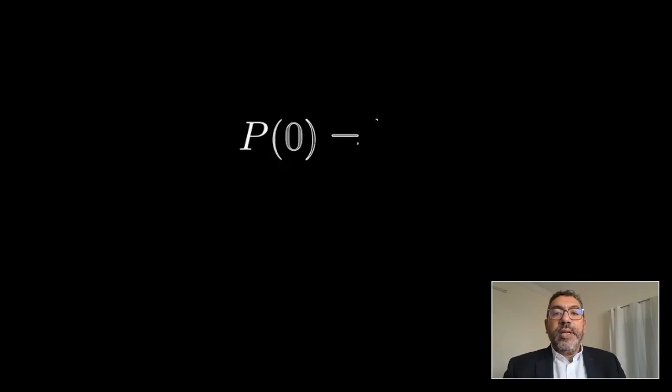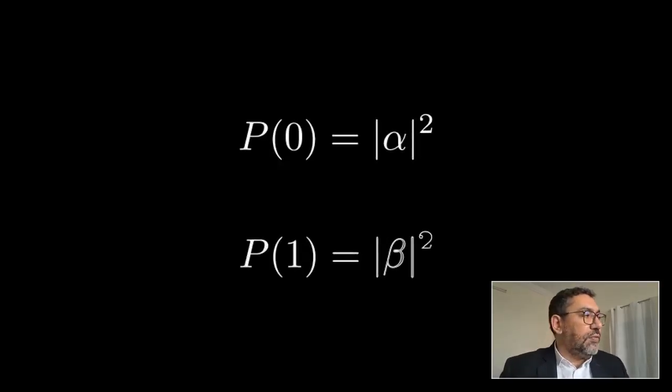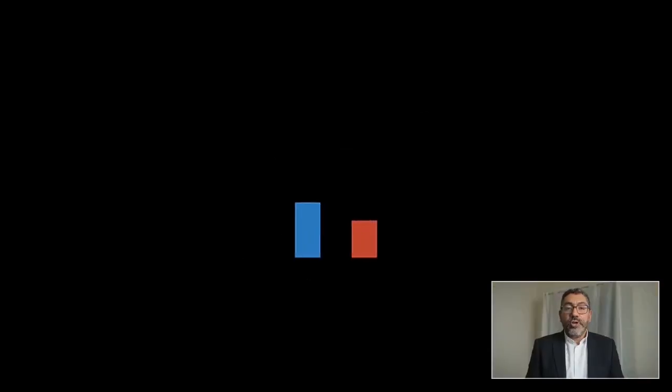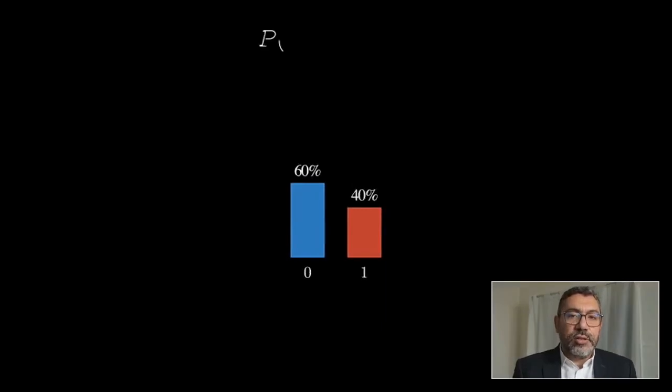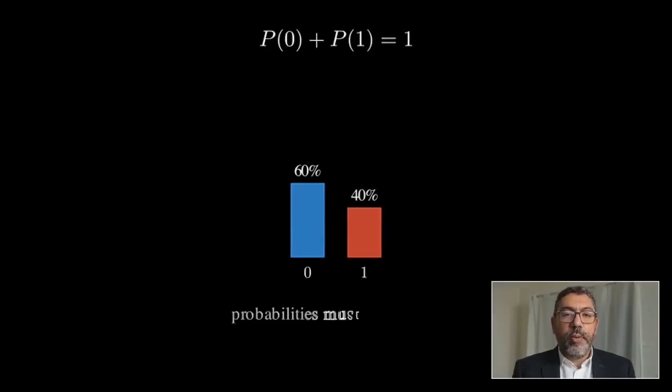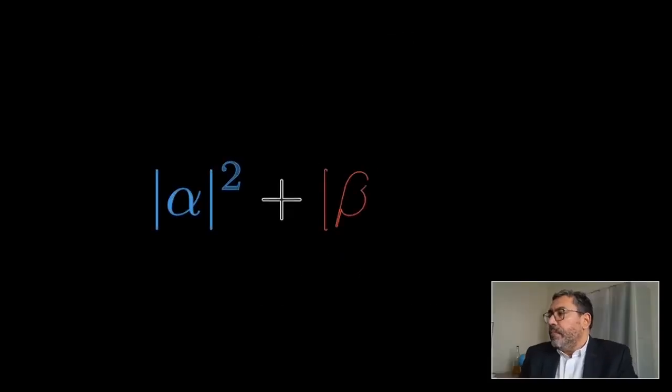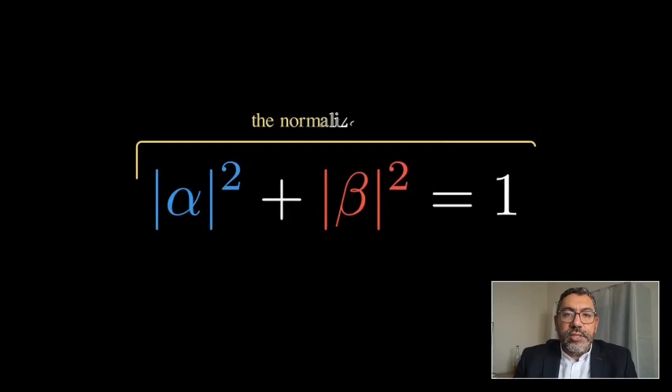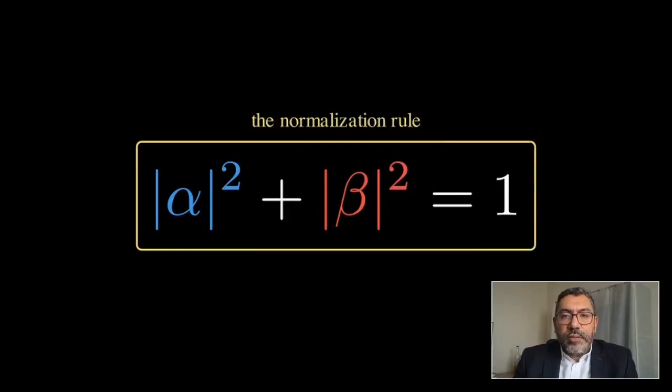But amplitudes are not exactly probabilities. To get probabilities, we take the square of their size. The probability of measuring 0 is the size of alpha squared. The probability of measuring 1 is the size of beta squared. Because the qubit must give some result when we measure it, the probabilities must add up to 1. So the most important rule is alpha squared plus beta squared equals 1.